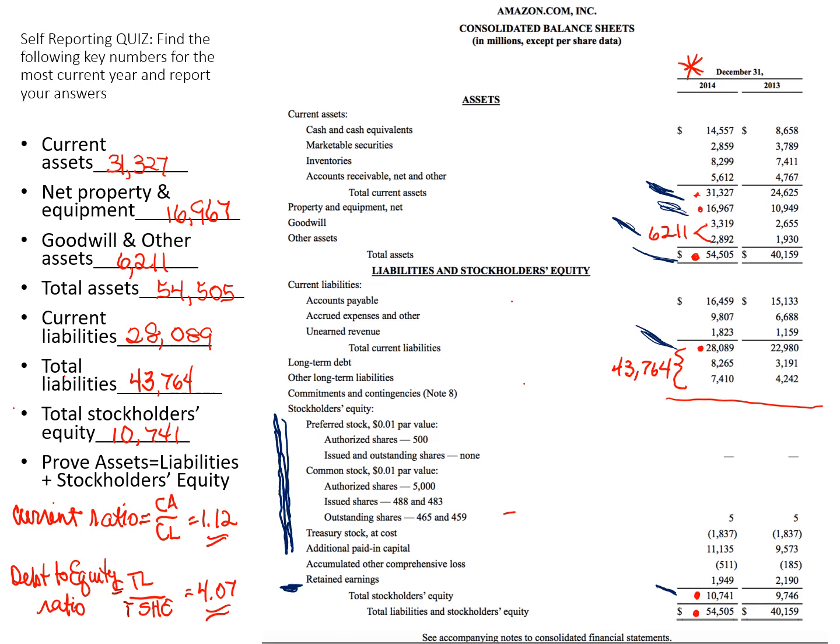If I compute my debt to equity ratio for 2014, notice total liabilities divided by total shareholders' equity comes out to be 4.07. So there's 4 times as much creditor involvement in my assets as there are my shareholders' equity. So who runs this company? The creditors run this company, because the creditors are the ones controlling the assets.